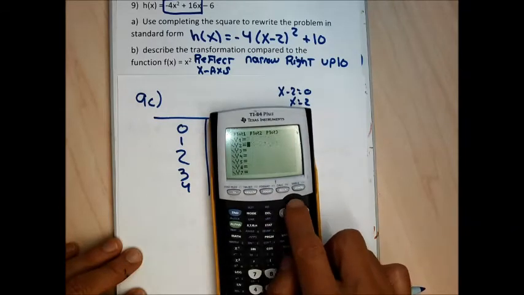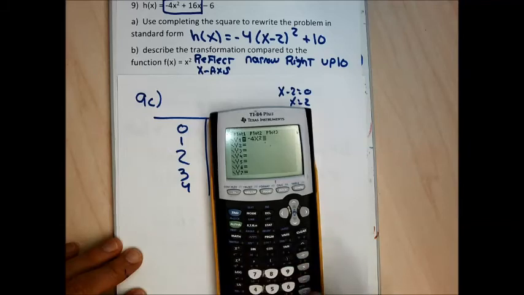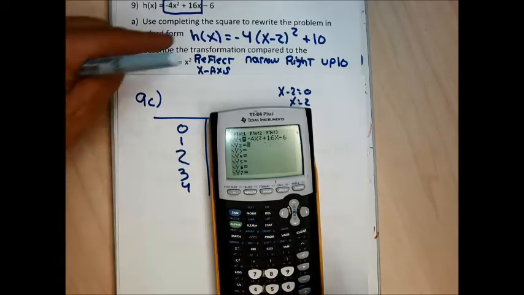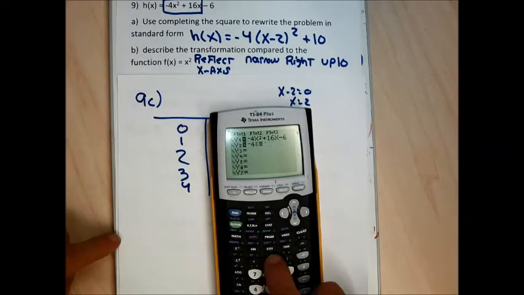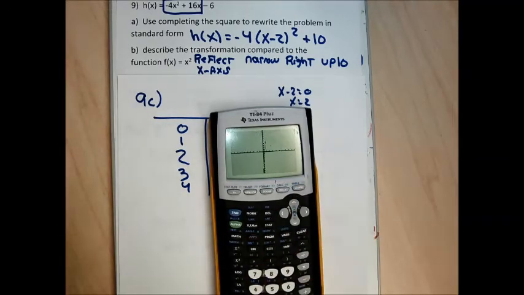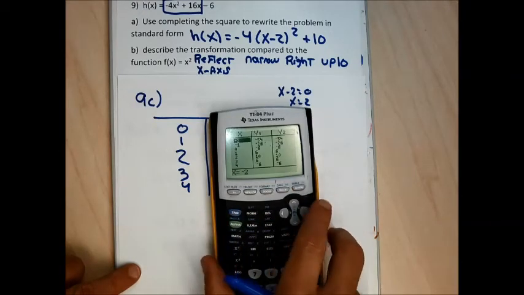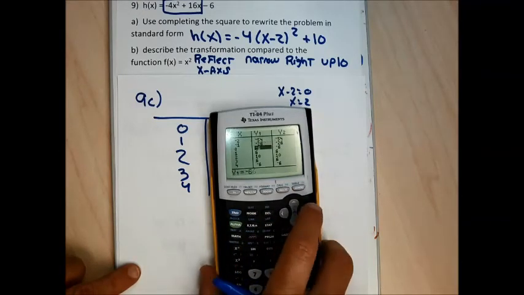So let me clear these out. The original function, negative 4x squared plus 16x minus 6, I put in y1. My answer to part A, negative 4 times x minus 2 squared plus 10, I put in y2. When I hit graph, if I see 2 different parabolas, I've made a mistake. And when I hit my table, if I see different y's, I've made a mistake. But I have good things going on here.